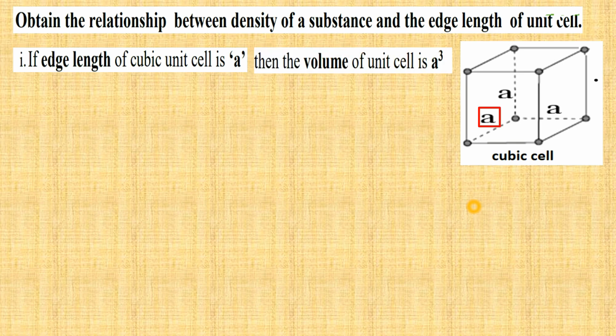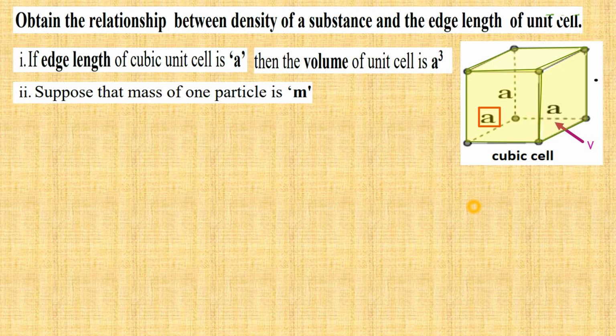Then the volume of the unit cell will be, what is the formula of volume? Volume is equal to side cubed. So the whole volume of this cubic unit cell will be a cubed. Then suppose the mass of one particle is m. Suppose in this unit cell there is one particle and that particle's mass is m.